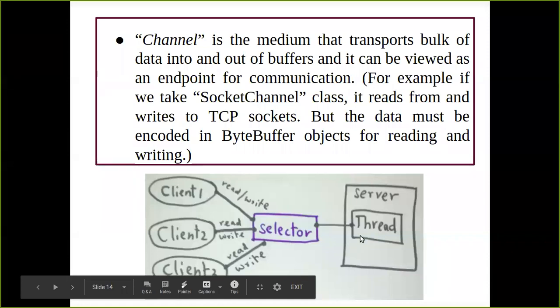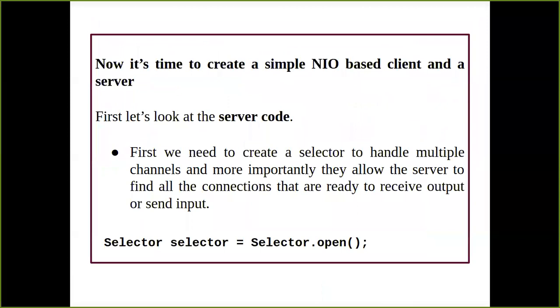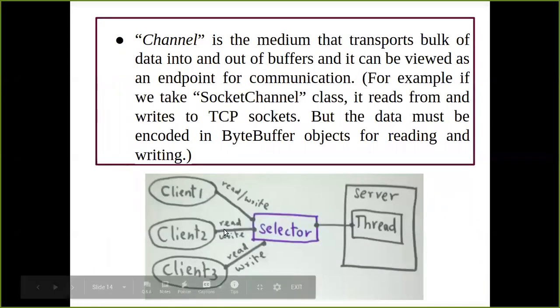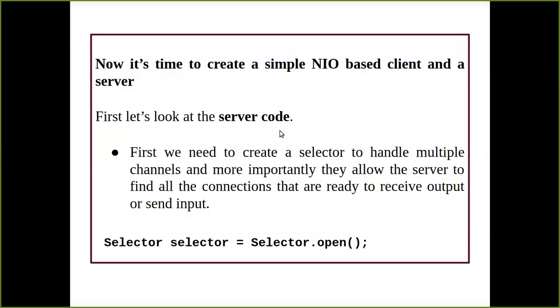This is how your channel and your selector are going to work. Now we will see how to create a simple NIO based client and server. First of all, we have to look at the server code, what we are going to write inside the server. The first task is to create a selector, which is responsible for handling multiple channels. These are the multiple channels we have created for your clients, from where the requests are going to come, and the selector should be responsible for handling those multiple channels and requests.